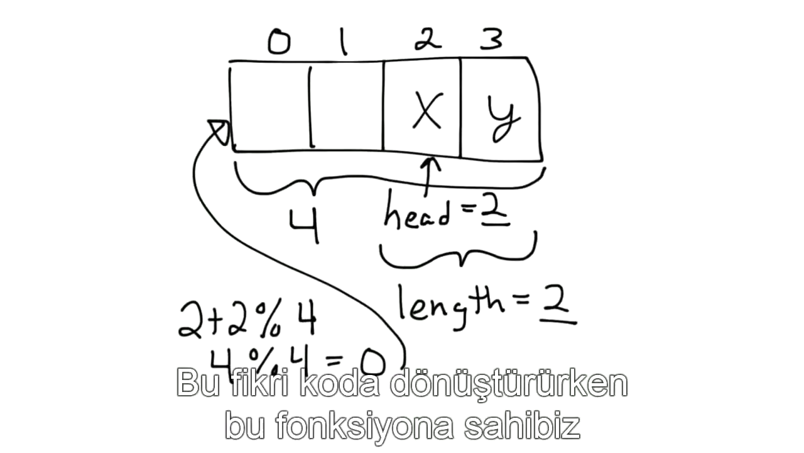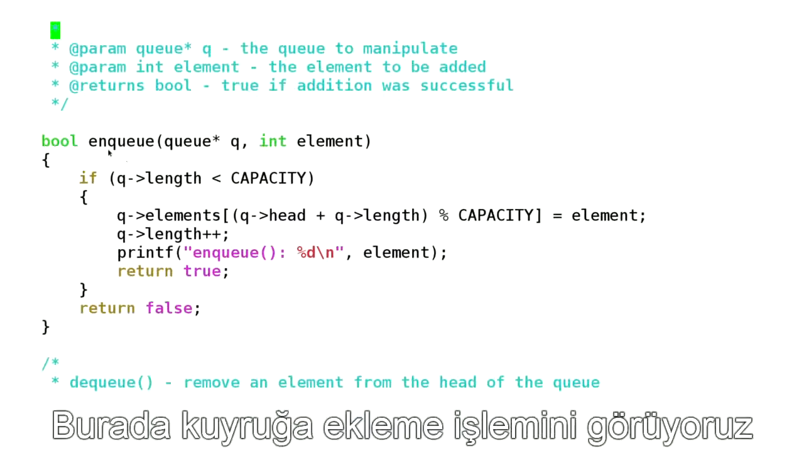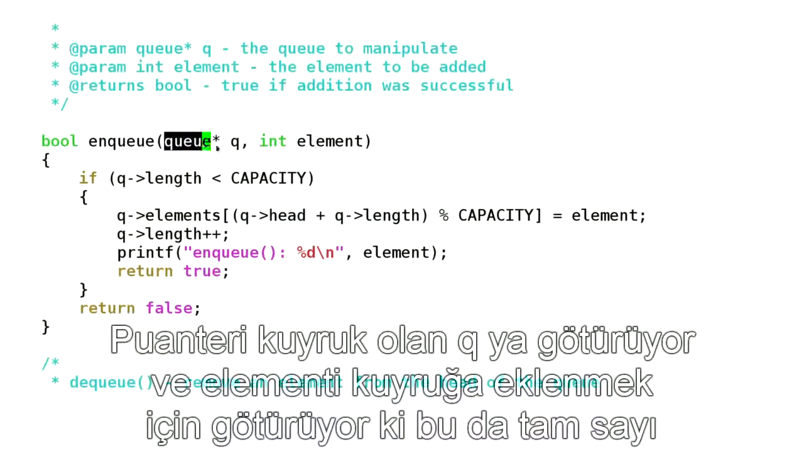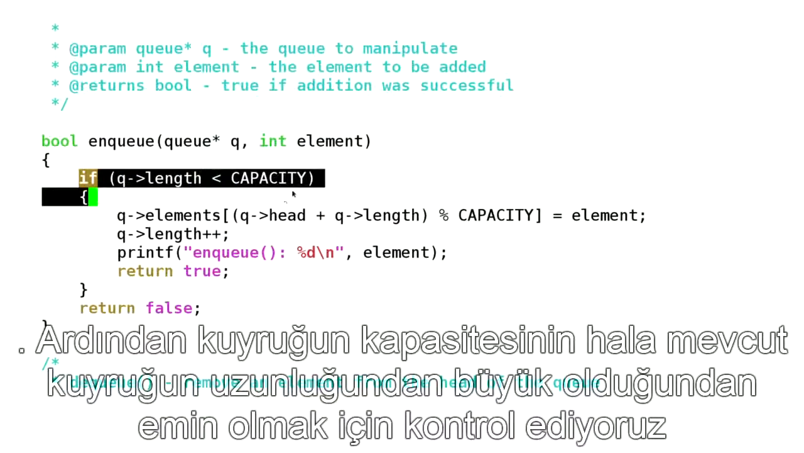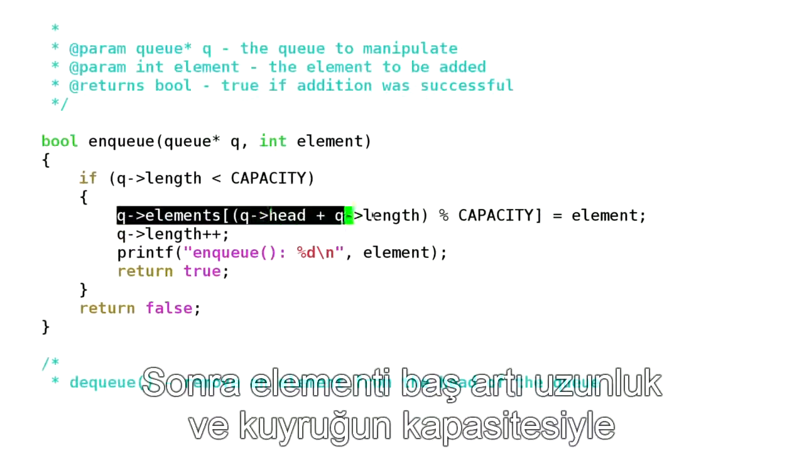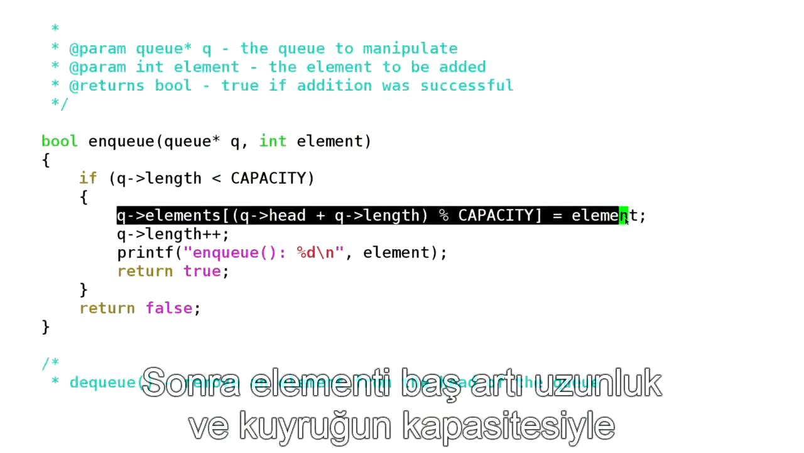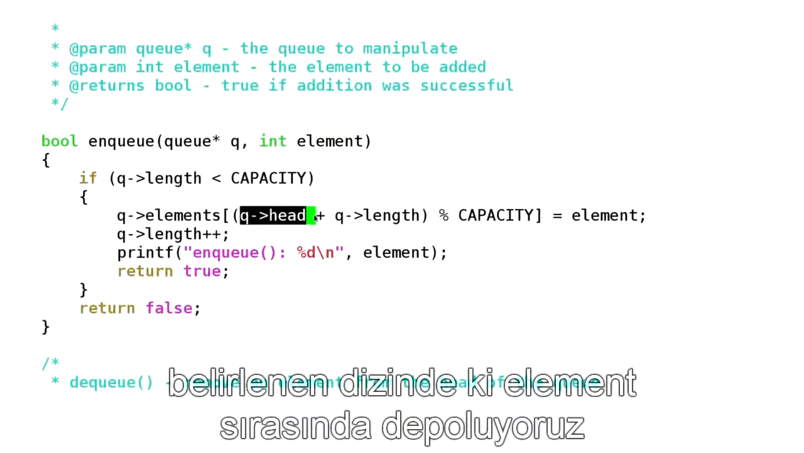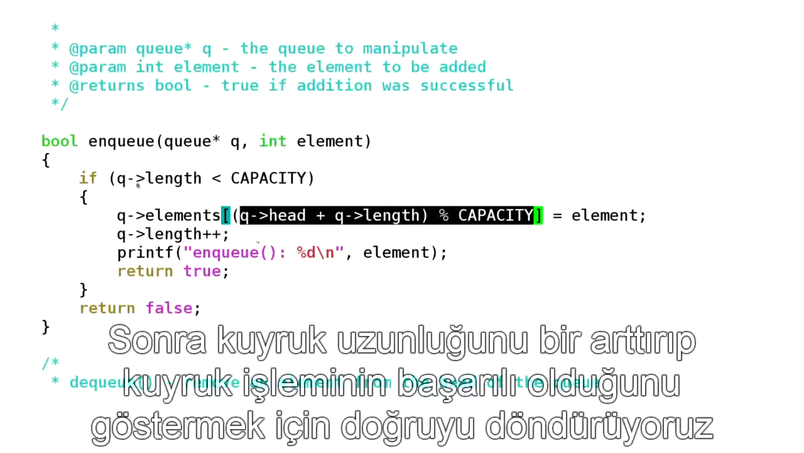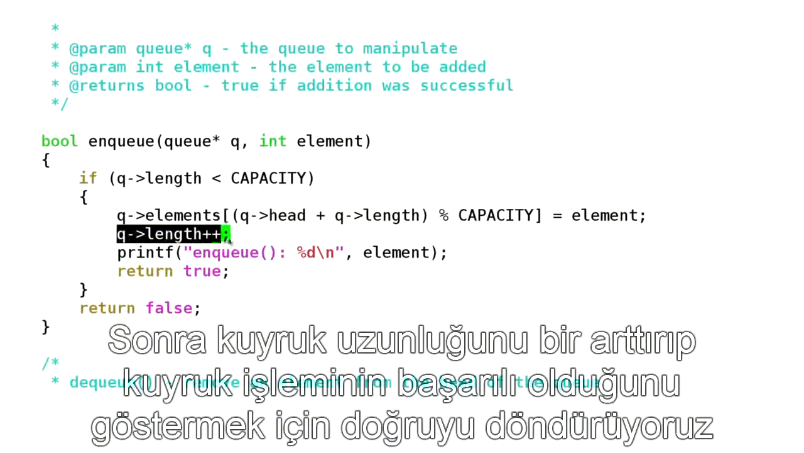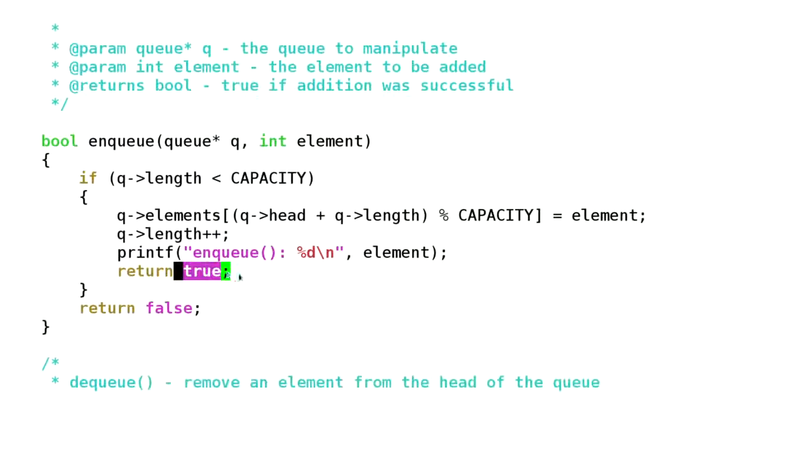Translating this idea to code, we have this function. Here we see the enqueue function, which takes a pointer to the queue, q, and takes the element to be enqueued, which is an integer. We next check to make sure that the capacity of the queue is still greater than the current length of the queue. Next, we store the element in the elements array at the index which is determined by the head plus the length modulus the capacity of the queue. We then increase the queue length by 1 and then return true to indicate that the enqueue function was successful.